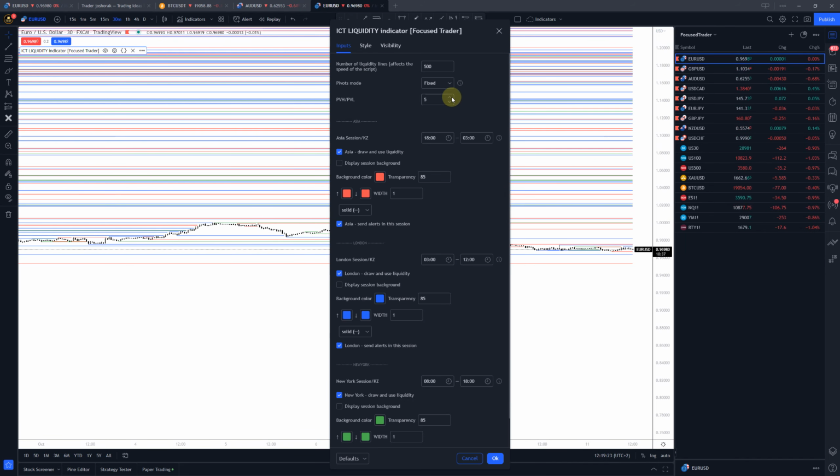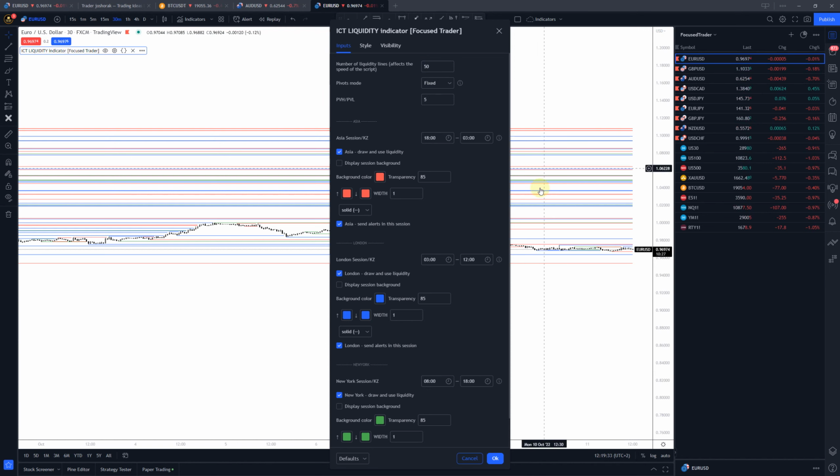You don't need that many liquidity lines, or sometimes you might need that if you do, for example, long-term analysis or something. But let's go with a lower setting, because that way the indicator is much faster, much smoother, and you will get your calculations much quicker. So this is the default I'm going with. It's 50 and it's fast.